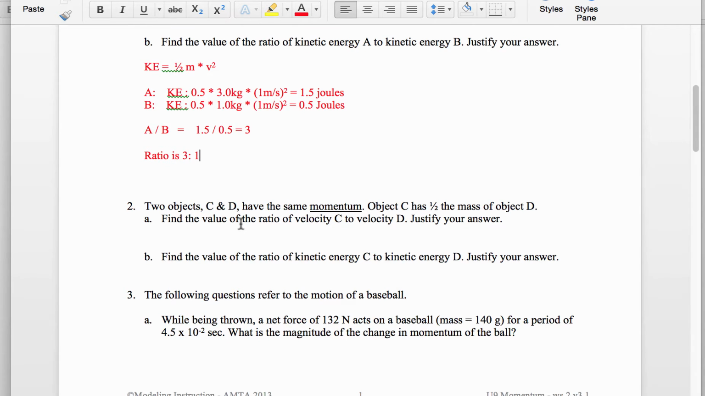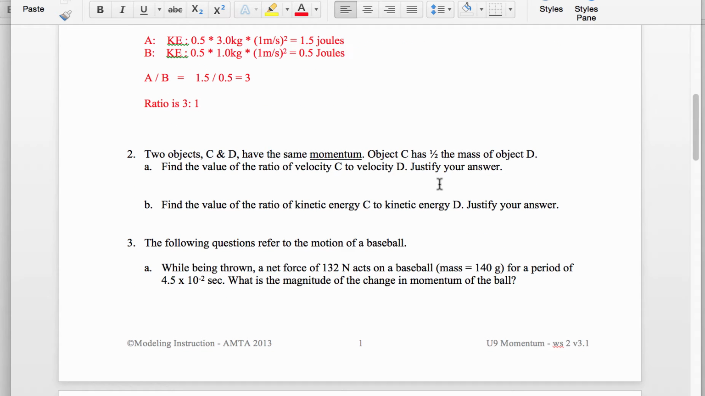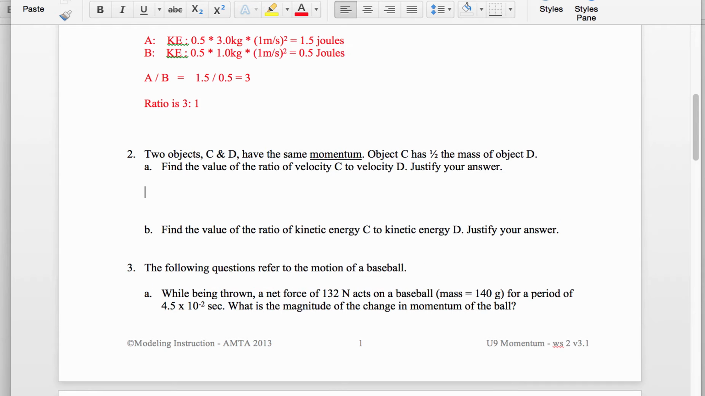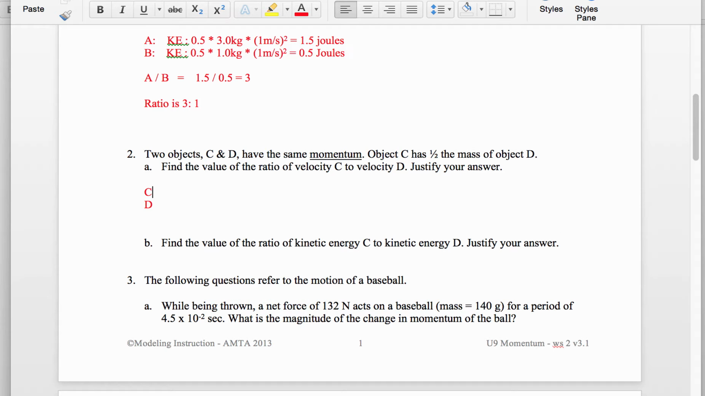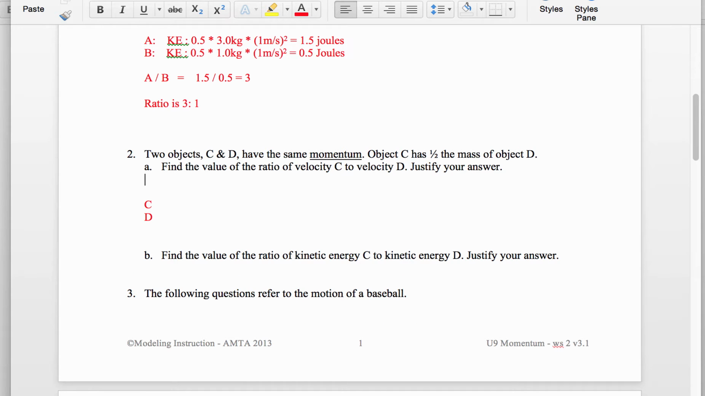Okay, two objects C and D have the same momentum. Object C is half the mass of object D. Find the ratio of the velocity. Okay, again, we're doing the same thing. I'm going to make up an object C and an object D, and let's say they have the same momentum. How about 10 kilogram meters per second?